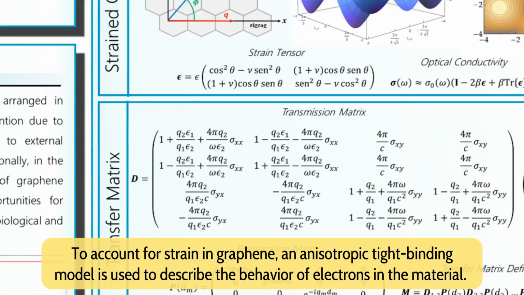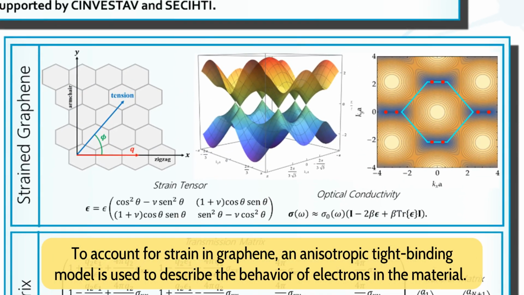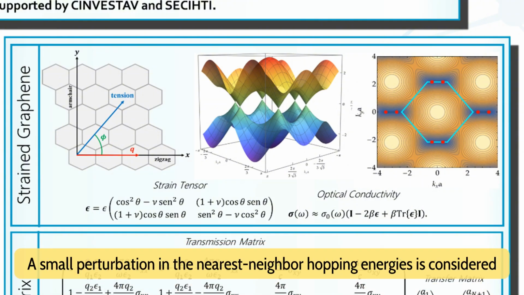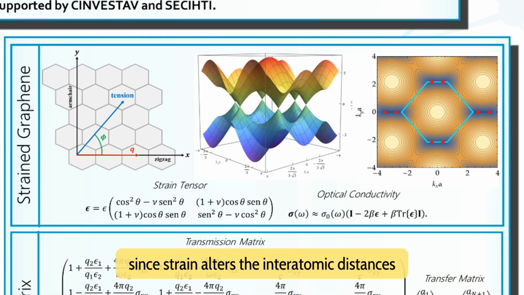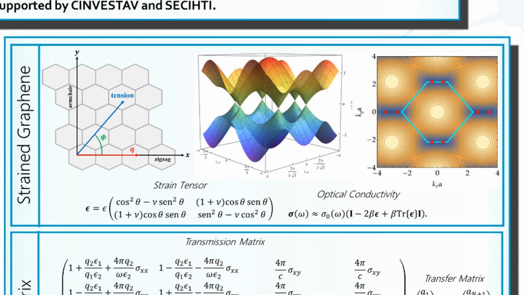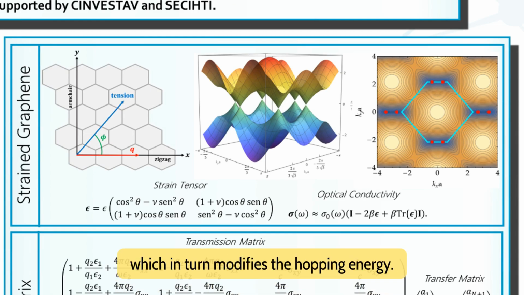To account for strain in graphene, an anisotropic tight-binding model is used to describe the behavior of electrons in the material. A small perturbation in the nearest neighbor hopping energies is considered, since strain alters the interatomic distances, which in turn modifies the hopping energy.